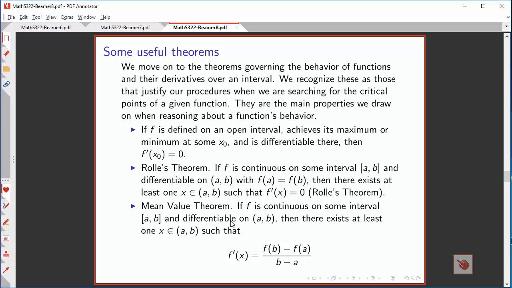From Rolle's theorem, it's easy to get the generalization, the mean value theorem. Again, the requirement is continuous on the closed interval, differentiable on the open interval. And the mean value theorem then says there's an x in the interior of the interval where the derivative is equal to the change in the function value divided by the change in the argument. Wow, we're done. That was quick.